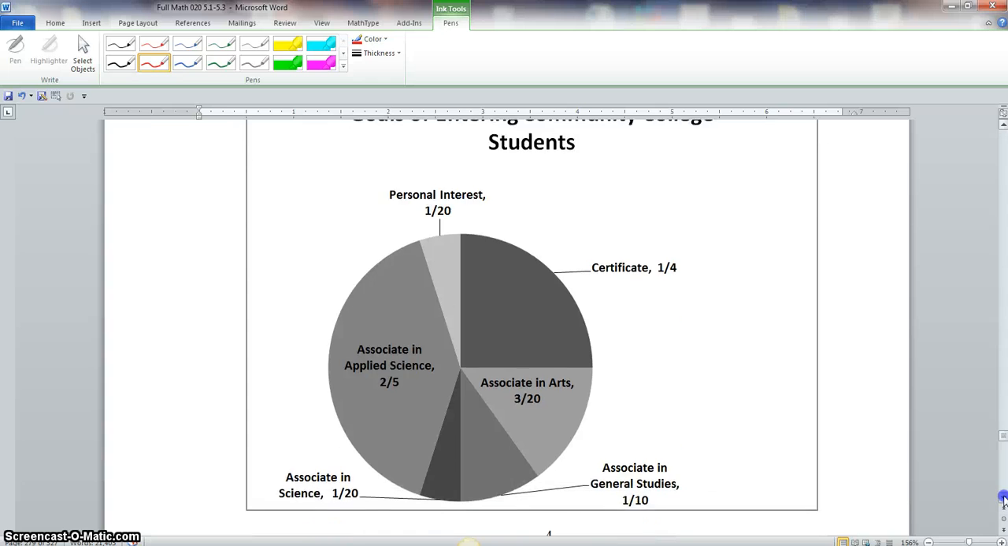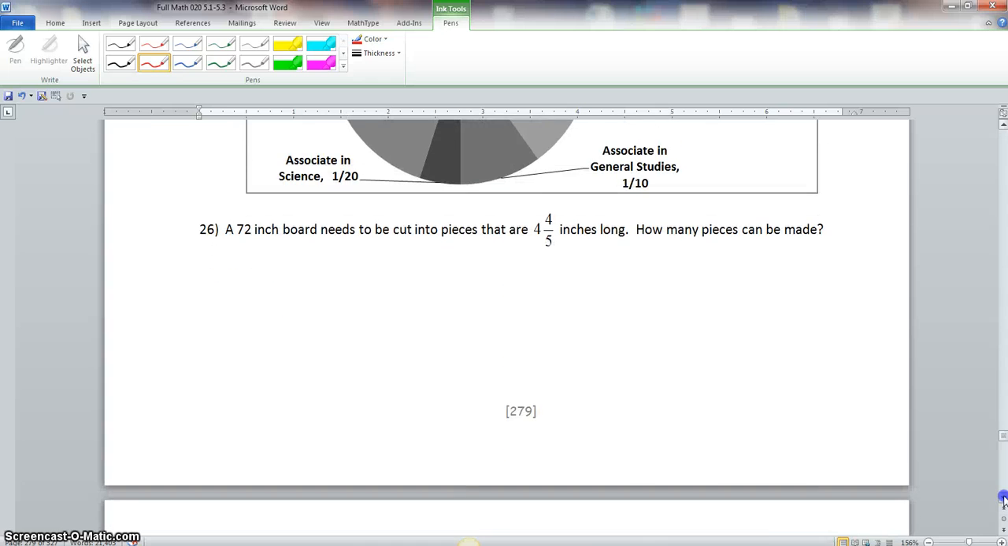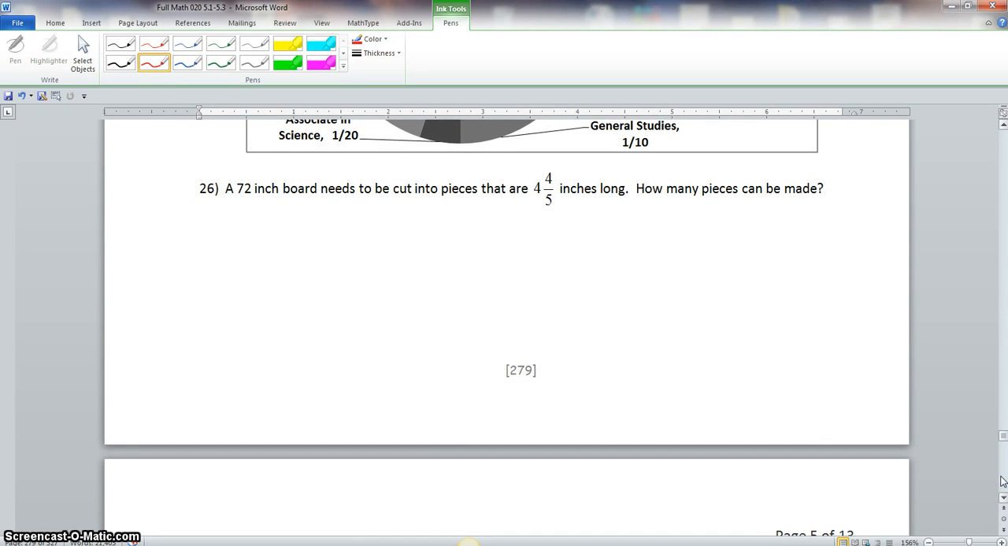Now we scroll down. We look at 26. It says a 72-inch board needs to be cut into pieces that are 4 4/5 inches long. How many pieces can be made? This is a division problem. We want to take this 72-inch board and divide it into pieces that are 4 4/5. And we want to know how many pieces can be made.